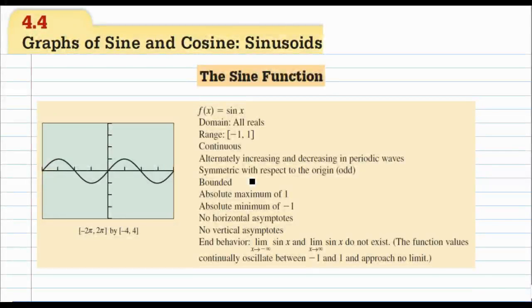This is the screencast for section 4.4, example 1. We're going to look at the graphs of sine and cosine functions, as well as sinusoids. Now hang on a second, I'll tell you what a sinusoid is. It is not an extinct animal.